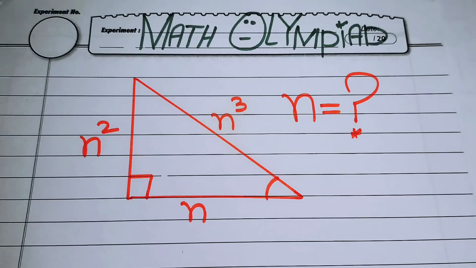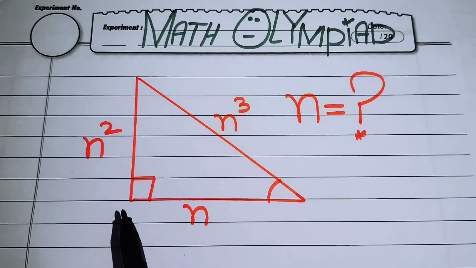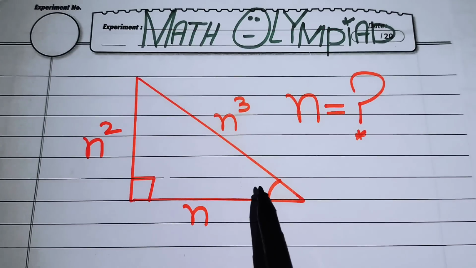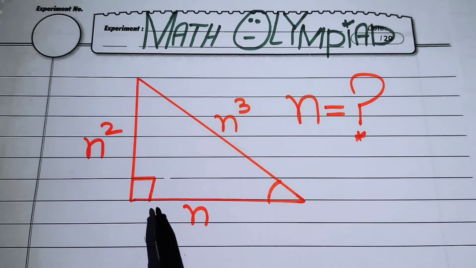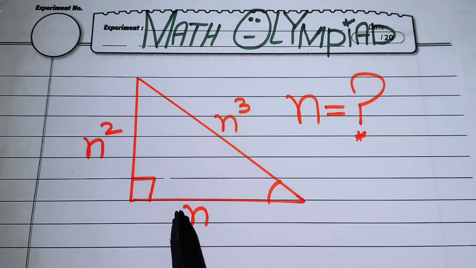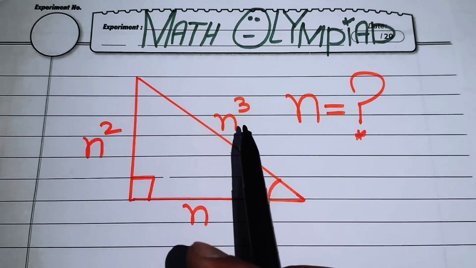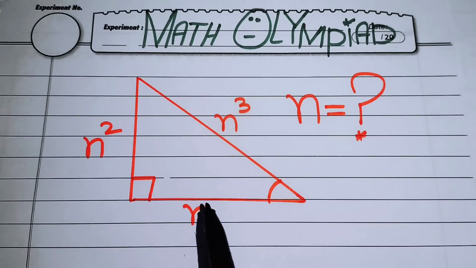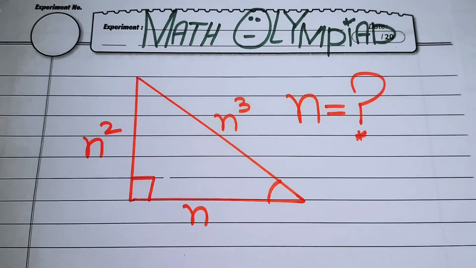In this video we are going to solve this nice math Olympiad geometry problem. And here we have a nice right triangle in which this angle B is the right angle and this is any other angle. So we know that the side lengths of this right triangle are n squared, n cubed, and n, and we will solve this triangle for the values of n.